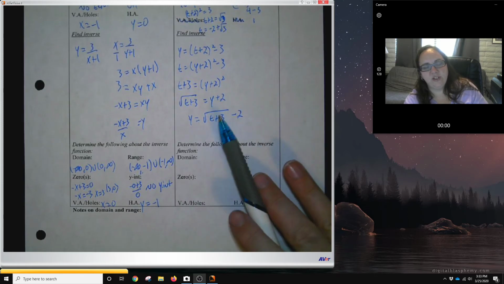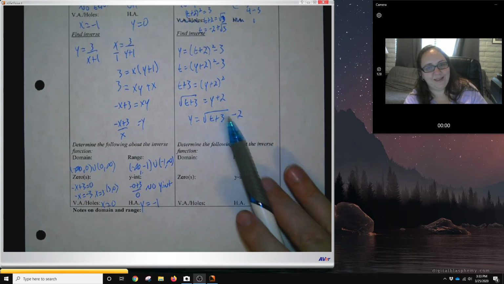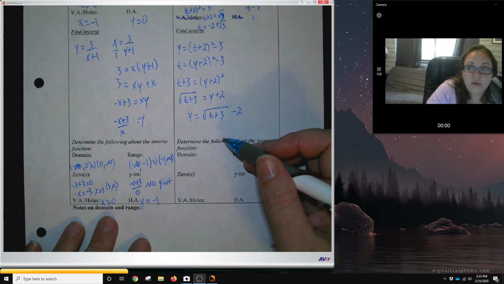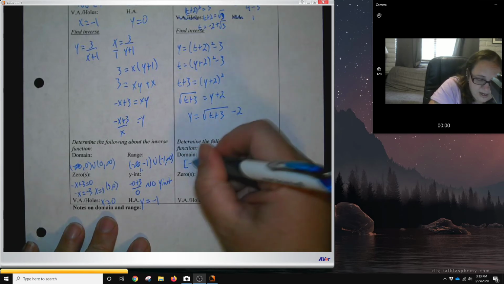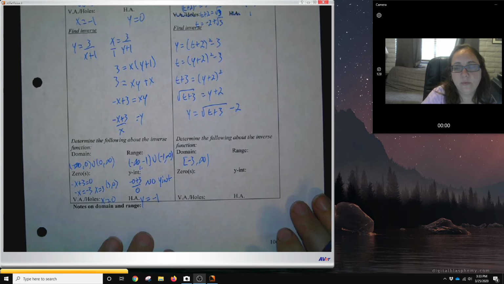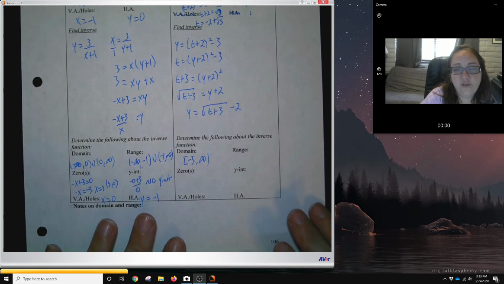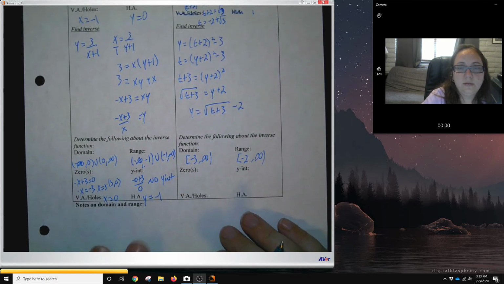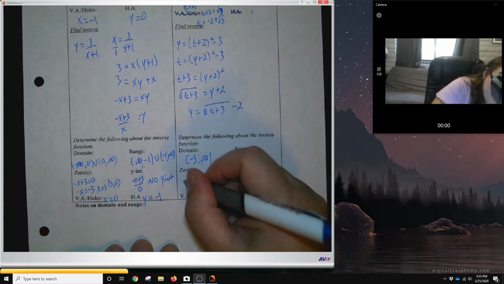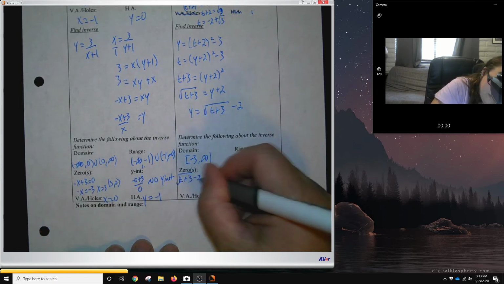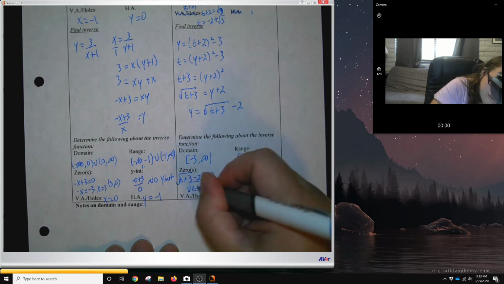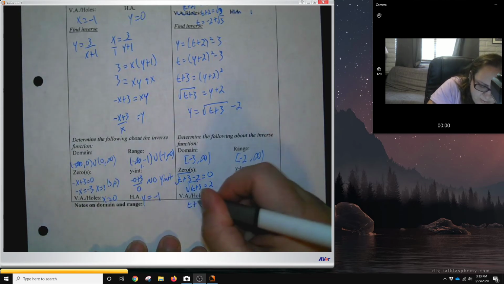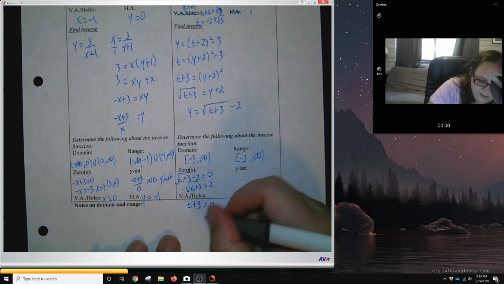So that is a square root function that has been shifted to the left 3 and down 2. A square root function, normally 0 to infinity, shifted to the left 3 will be negative 3 to infinity. Range, normally 0 to infinity, shifted down 2 will be negative 2 to infinity. The zeros: square root of t plus 3 minus 2 equals 0. Square root of t plus 3 equals 2. And then we square both sides. So t plus 3 equals 4. t equals 1.